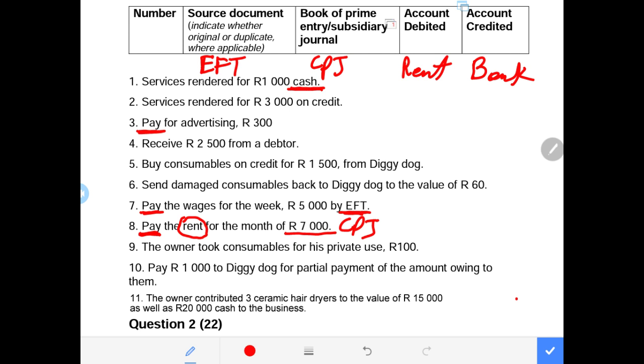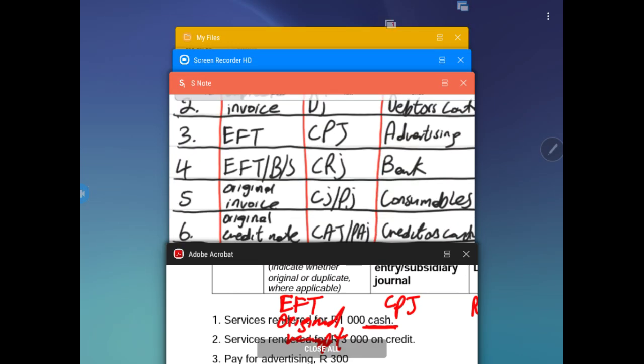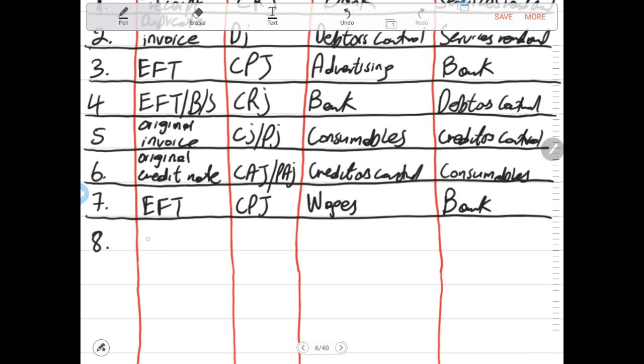Or else that can be an original receipt. Then that will be under our number 1. Then now we go to number 8. We say under number 8 is EFT because we paid. Then this is our cash payment journal. What did we pay for? We paid for rent expense.